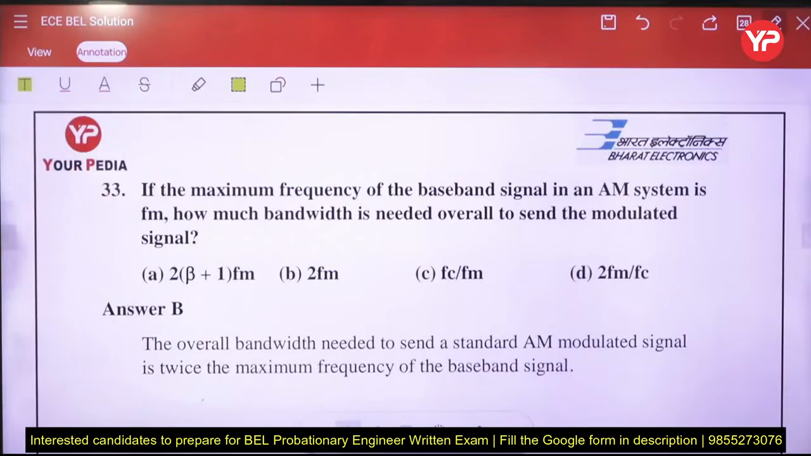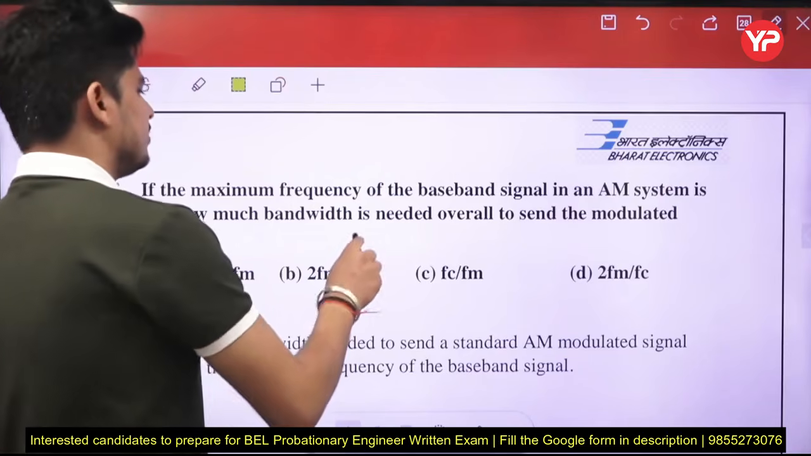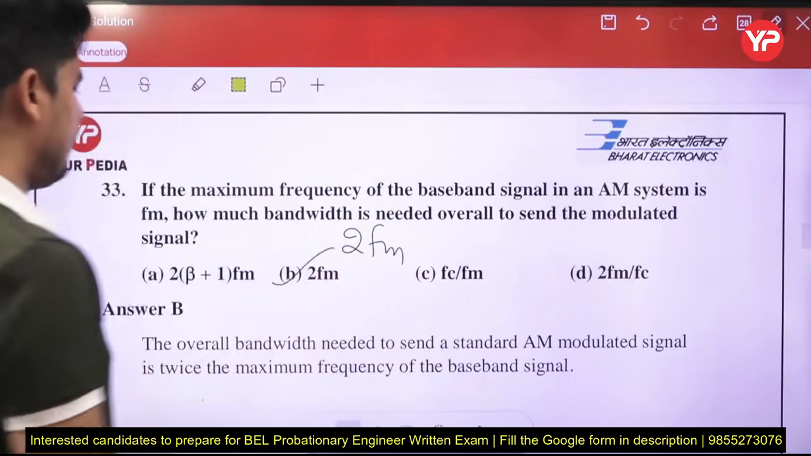The maximum frequency of a baseband AM signal is fm. How much bandwidth will it need to send the modulated signal? See, whenever we are talking about the AM signal, the bandwidth is twice the maximum frequency of the message signal. So twice fm will be the answer.